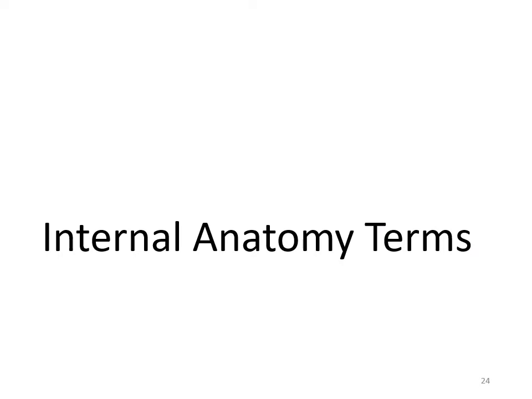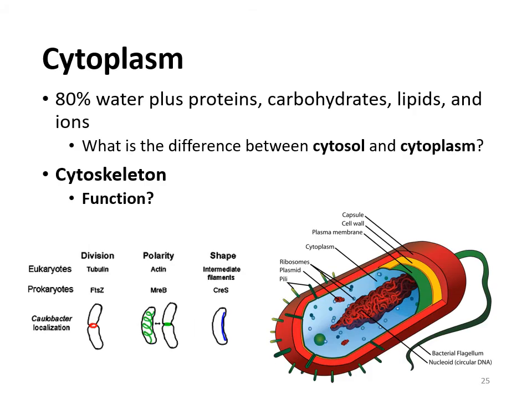So that's it for the outside anatomy terms. Now we're going to go through some internal anatomy structures of bacteria. The first internal structure to remember is cytoplasm. There's two terms that you'll hear associated with this. Sometimes you hear the word cytoplasm, whereas sometimes you hear the word cytosol.